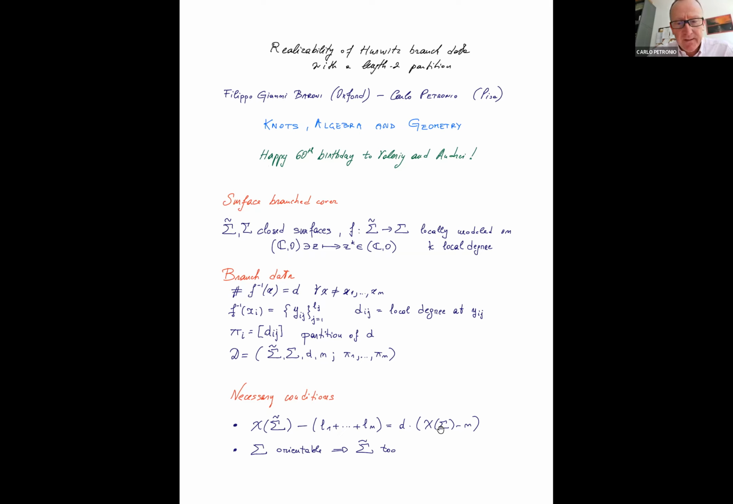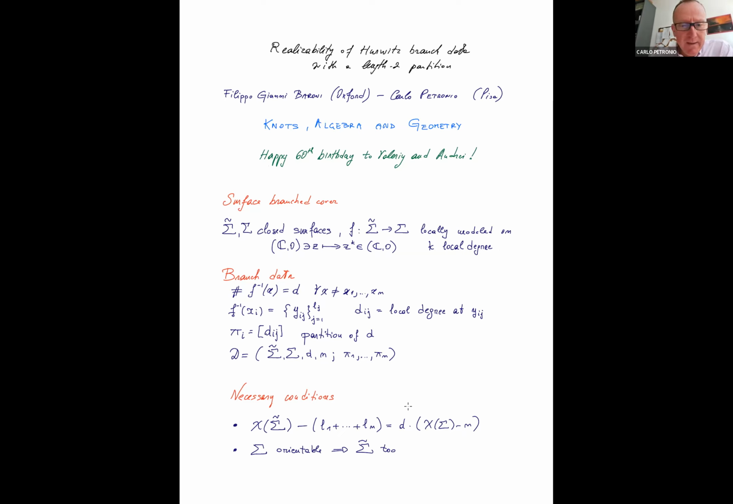So of course, if I remove the branching points and the preimages, there are n of them downstairs, and upstairs the sum of all the lengths of the partitions, where L is the length of the partition. I forgot to put the notation: the length of the ith partition of D, pi_i. I get that the punctured surface upstairs has Euler characteristic the original one minus as many punctures as I've done, and then it's going to be D times the Euler characteristic downstairs minus the number of punctures. So it's just multiplicativity of Euler characteristic.